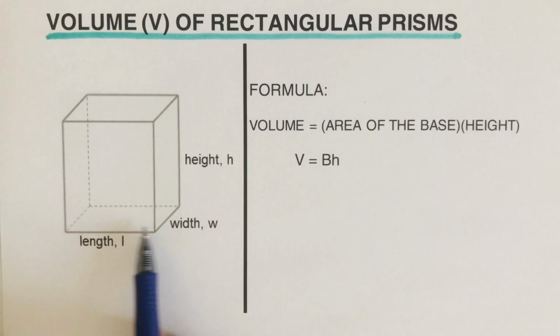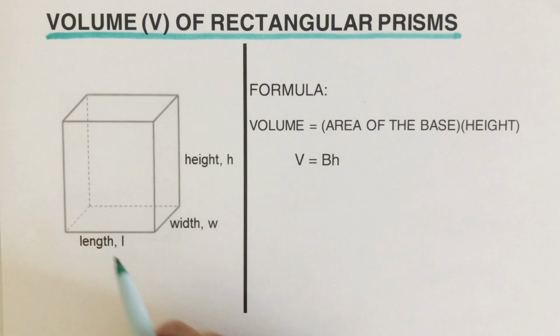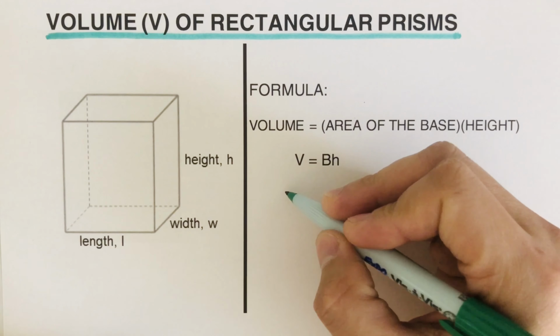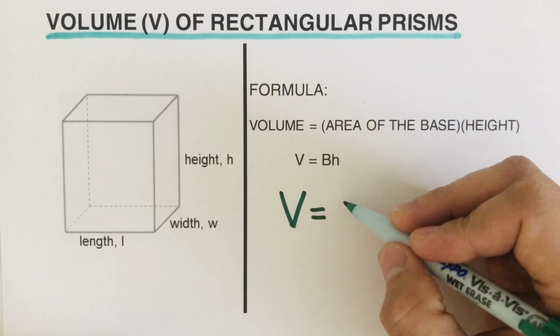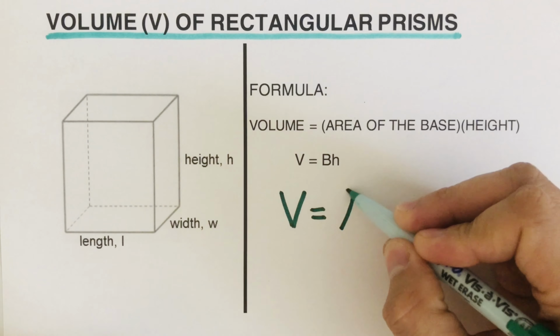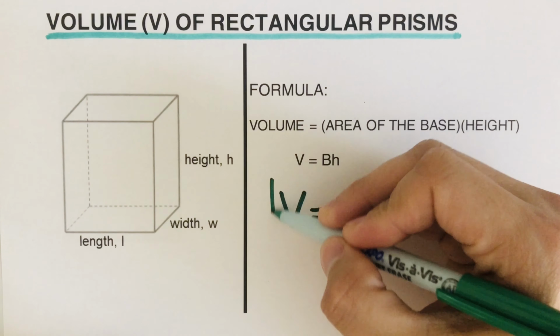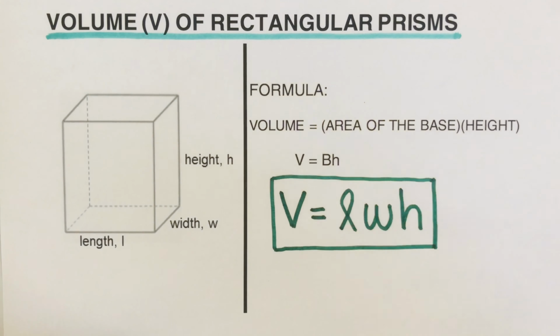To find the area for this rectangular base, we can make a more specific equation for volume. Since the base is the rectangle right here, and the formula for the area of the base is length times width, the more specific equation for the volume of any rectangular prism would be the area of the base, which is length times width, and then the height. So that's how we got volume is equal to length times width times height.